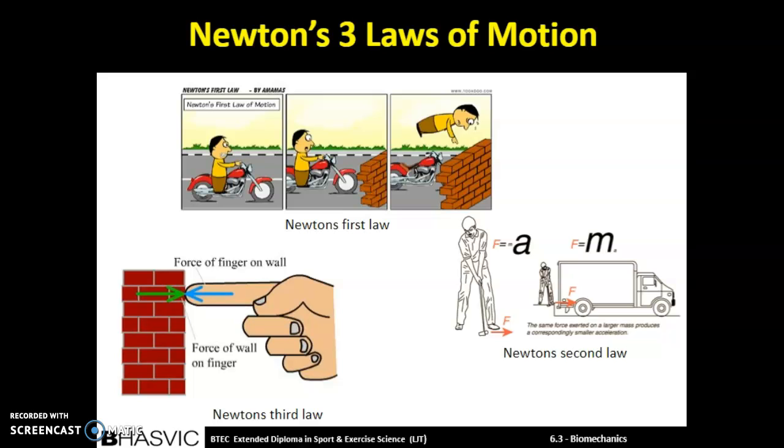This action-reaction also occurs at impact with the ball, as the force applied to the ball is matched with the equal and opposite force applied to the racket or the body.